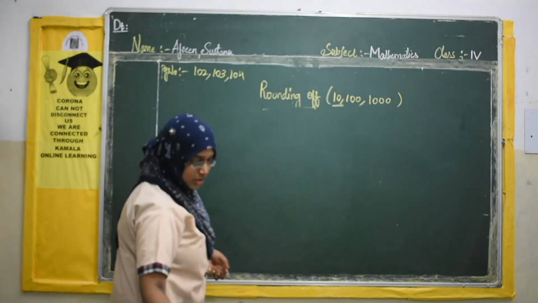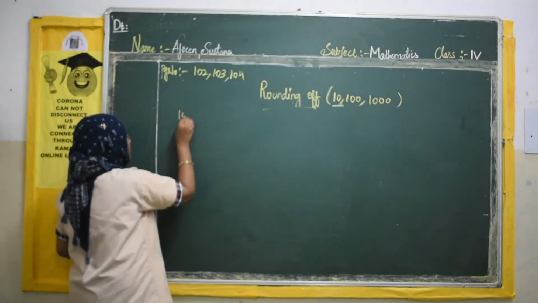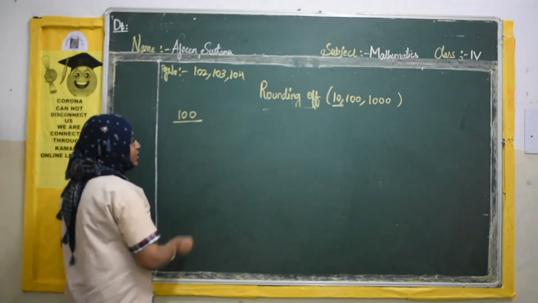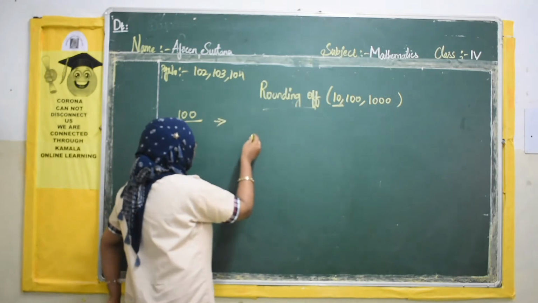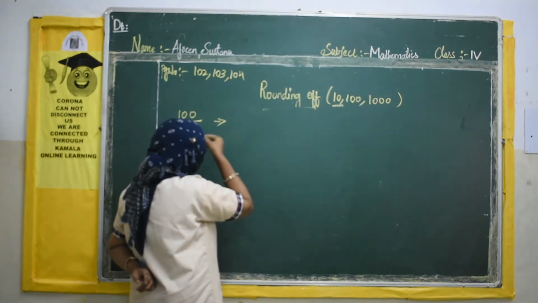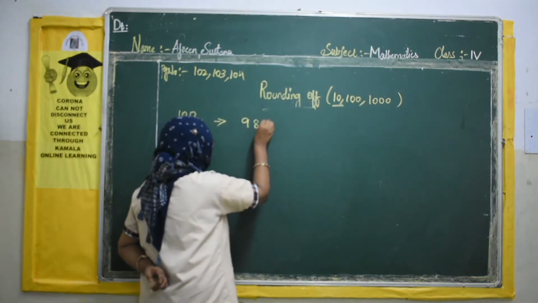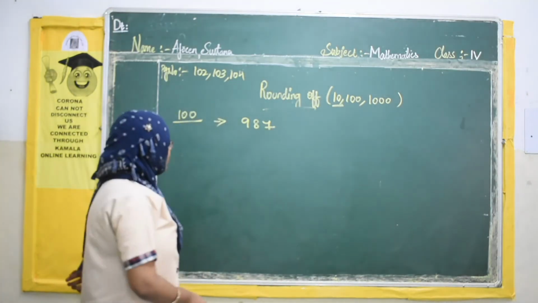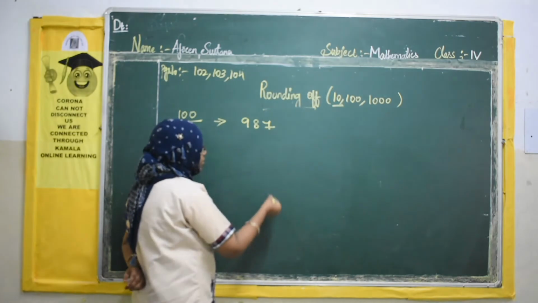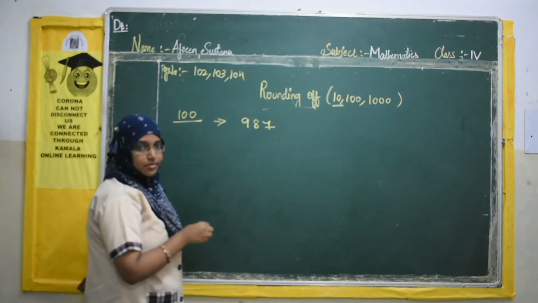Rounding to nearest 100. Rounding to the nearest 100 means I have taken a number, 987. Now I want to round this number to the nearest hundreds.